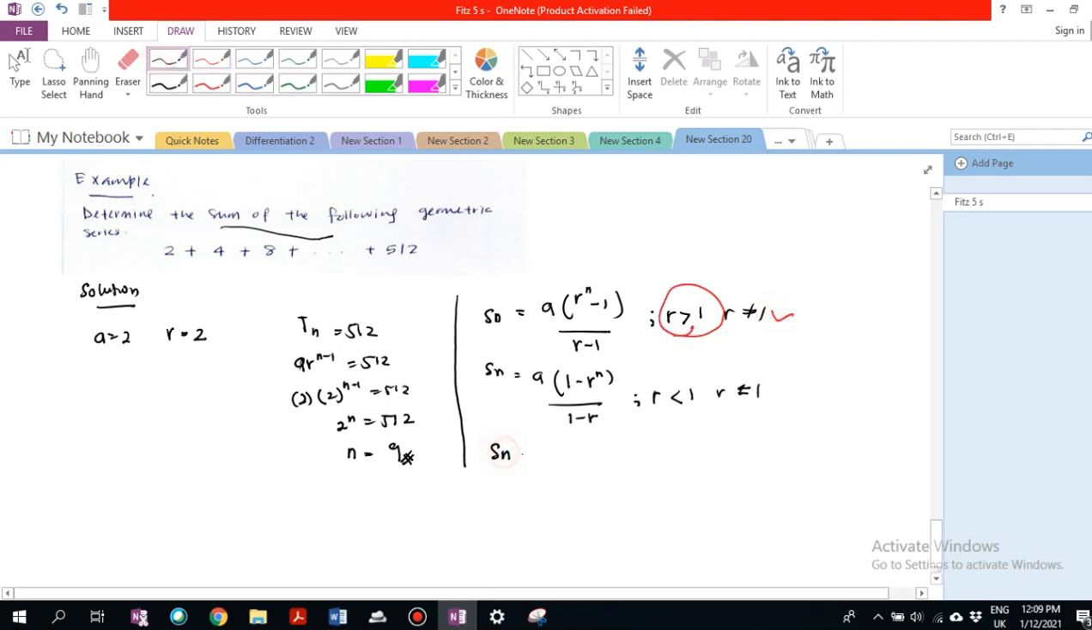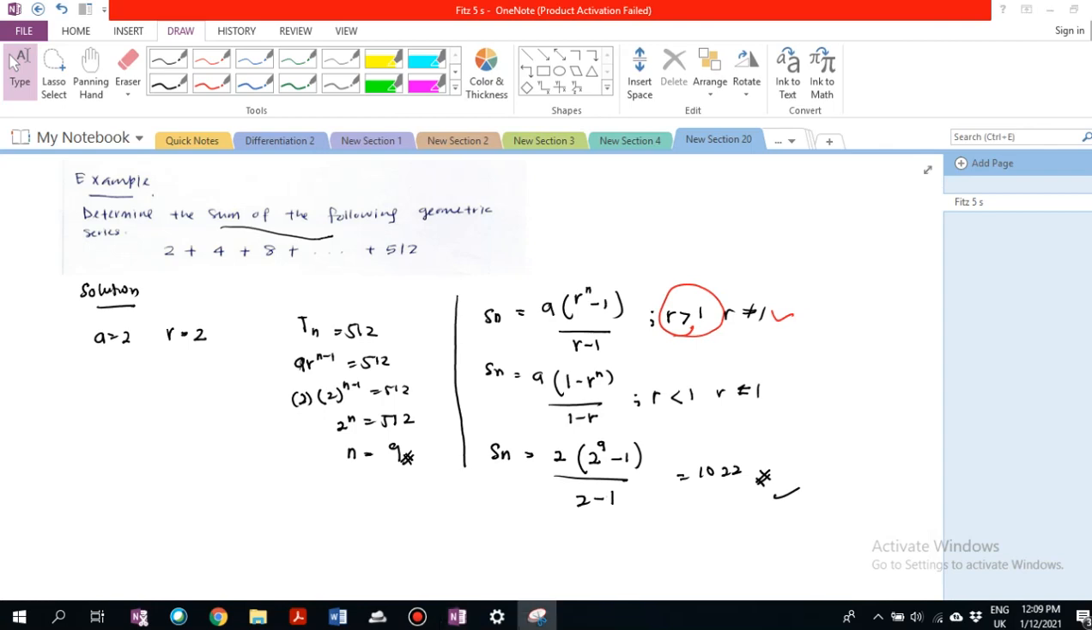So your Sn is equal to, what is your A? A is 2. What is your R? R is 2 to the power of n. What is your n? n is 9. Minus 1 divided by 2 minus 1. So at the end you will get 1022. So this is the summation up to T9. Okay, we go to another example.